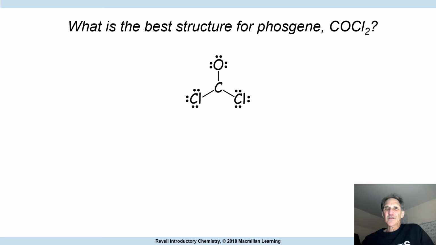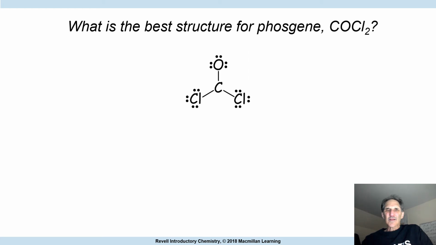Oxygen came with 6, and chlorine has 7 already. So we would draw this structure first: carbon in the middle, the chlorines out there. We added up all the electrons and they're all there. Now we check for the outer atoms. They have 8 and 8 and 8.